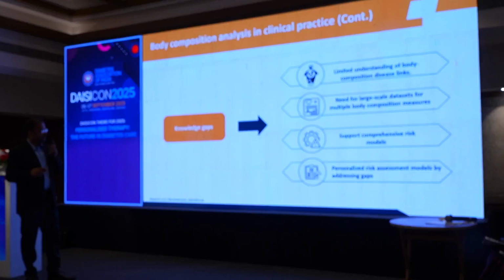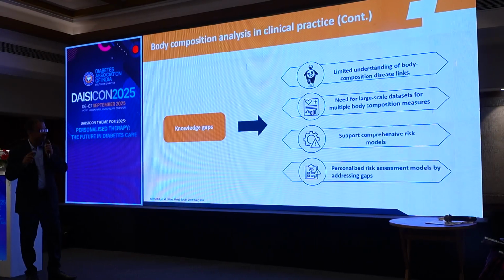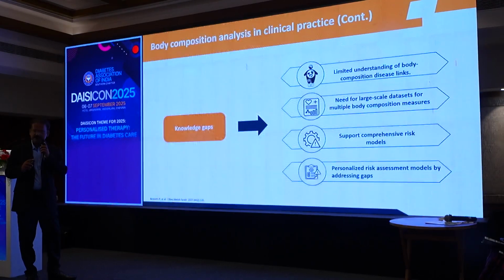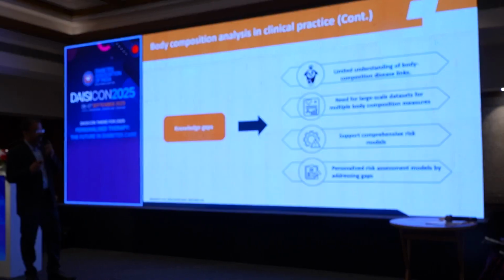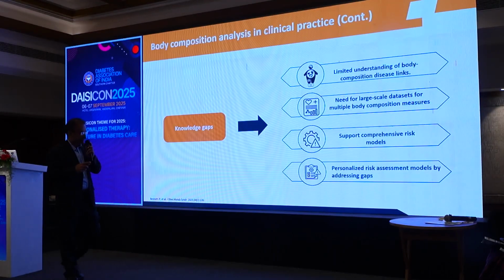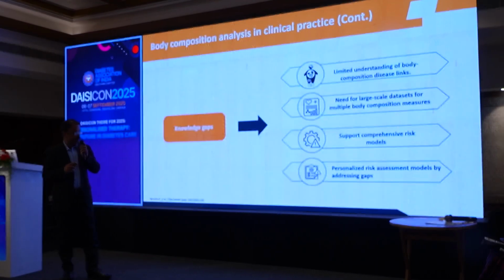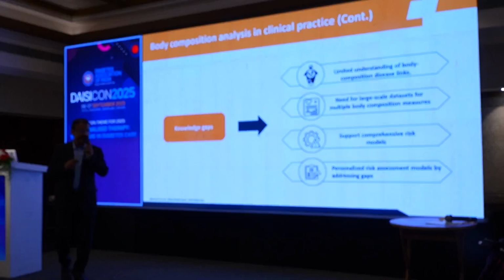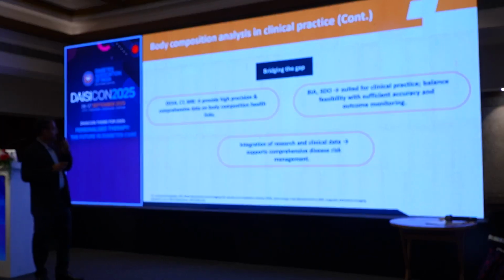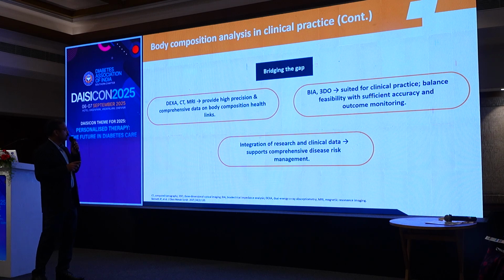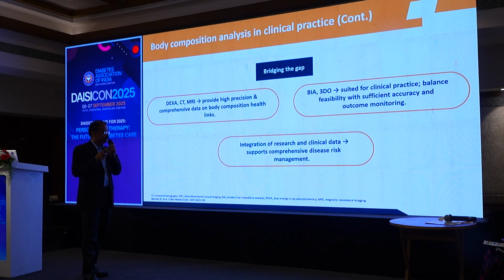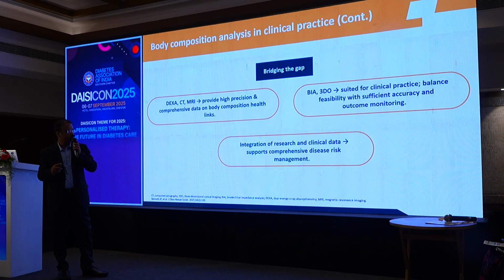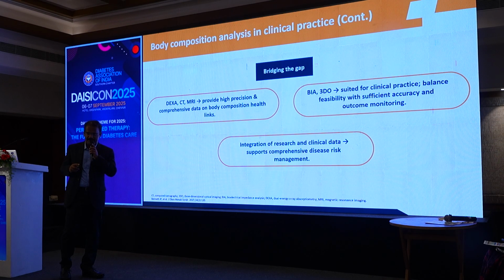And this is a knowledge gap currently present: limited understanding of body composition with disease links, and there is a need for large-scale data sets for multiple body composition measures, to support comprehensive risk models and personalized risk assessment models. How are we going to bridge the gap? By doing DEXA, CT, and MRI, which provide high precision and comprehensive data on body composition, health, and links, and bioimpedance analysis and 3D scanning, which are very suitable for clinical practice and balance feasibility. And integration of various research and clinical data supports comprehensive disease risk management.